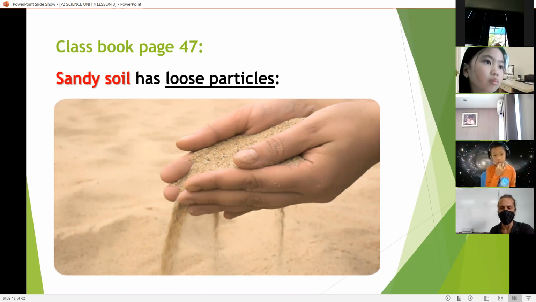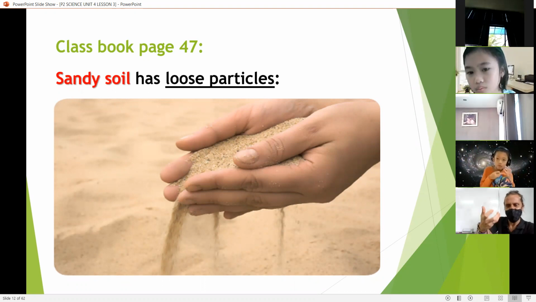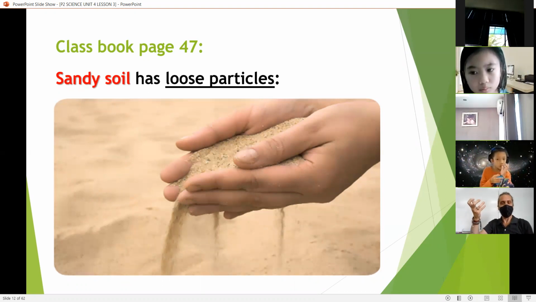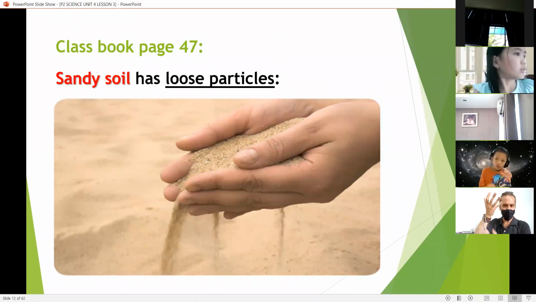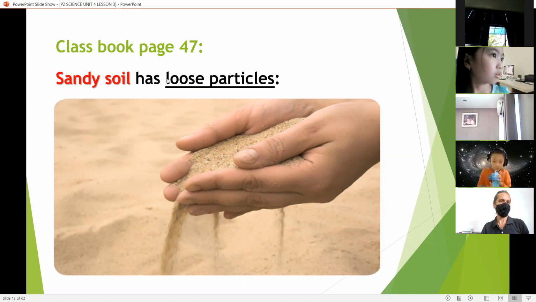Sandy soil is very loose. If you pick up sandy soil, it will fall between your fingers. Sandy soil has very loose particles.